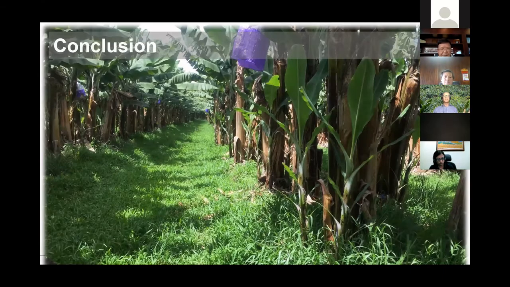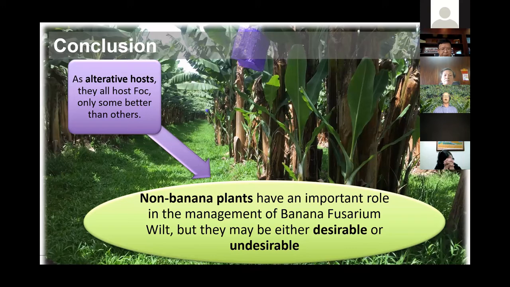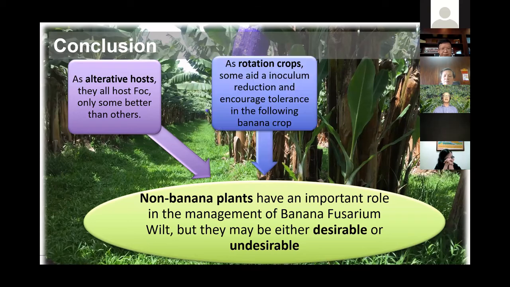So to conclude, I hope you agree that non-banana plants have an important role in the management of banana Fusarium wilt, but they may be either desirable or undesirable. As alternative hosts, all plants tend to host FOC, Fusarium oxysporum, but some are better hosts than others. It is when they are killed that the Fusarium can colonize them as a saprophyte. As rotation crops, some plants aid in reduction of inoculum, which we found in pot experiments, but we are yet to replicate this in the field.